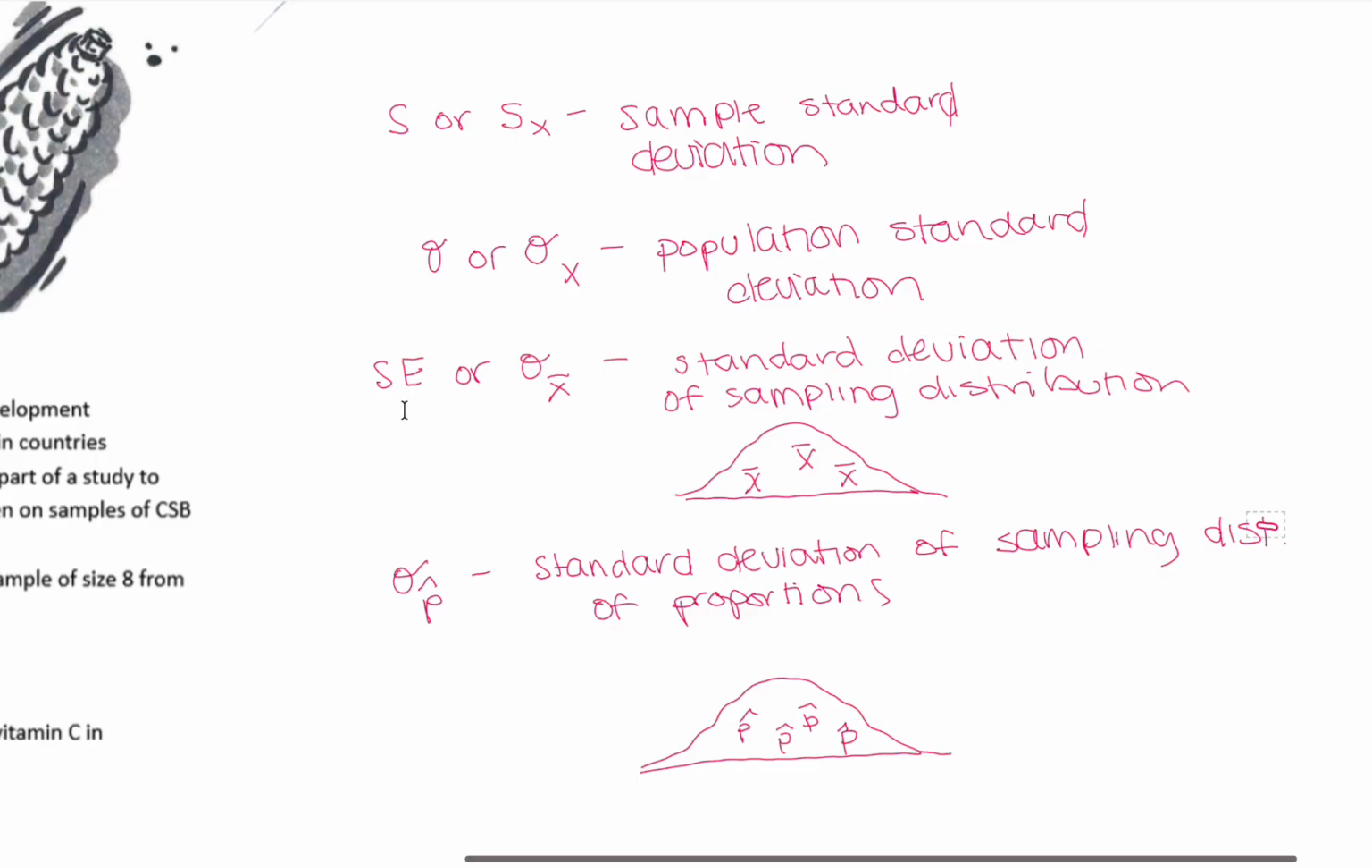SE, or standard error, or you can say it as sigma sub x bar. This is the standard deviation of the sampling distribution. And this is also the thing that we've been using for t-test and t-interval a lot, right here. Below is the sigma sub p hat. This stands for the standard deviation of the sampling distribution of proportions.